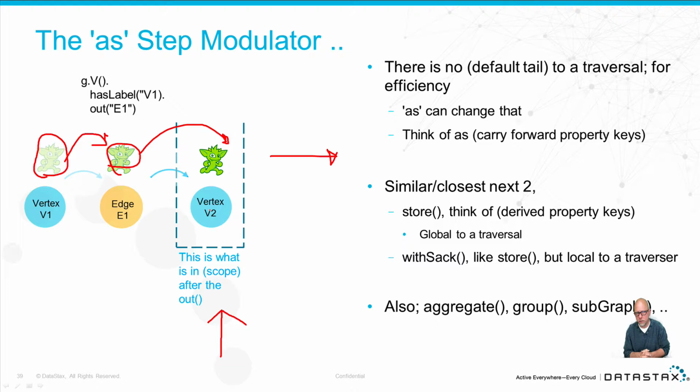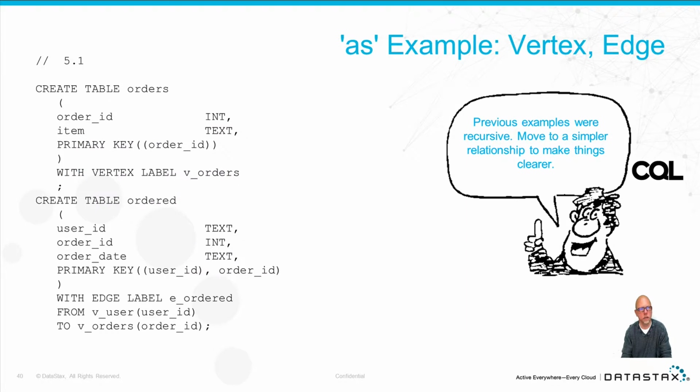Aggregate, I'm pretty certain we didn't need and didn't use. We didn't use group. Subgraph, we didn't need. We just needed with SAC, and I don't even think we use store, but we use as. We'll find out. The video will tell me.